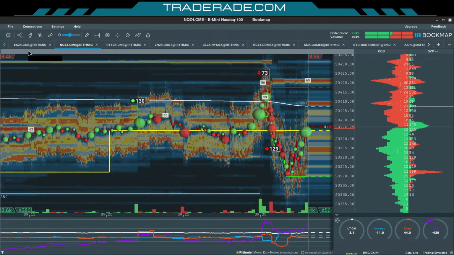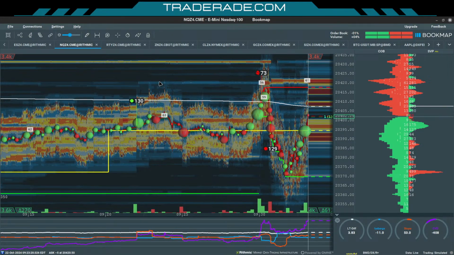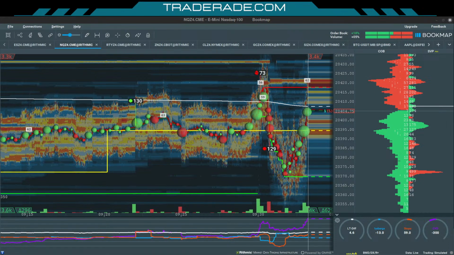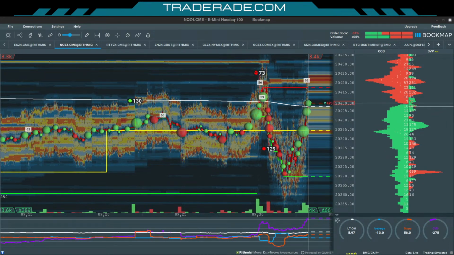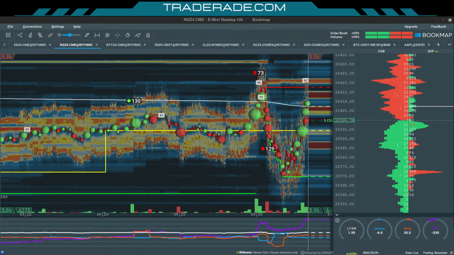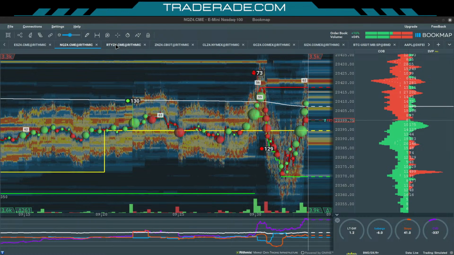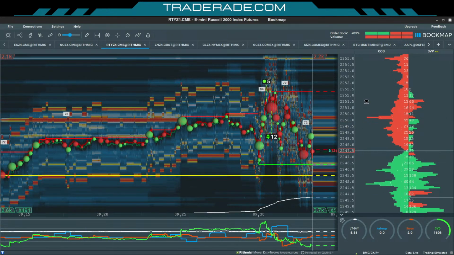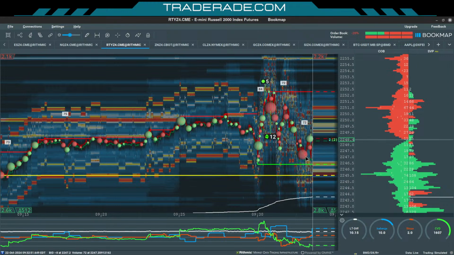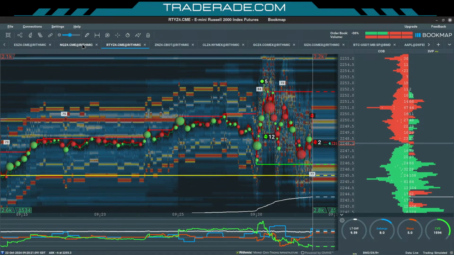We do see a bit of a bid back on the NASDAQ off its lows, now pushing above the point of control here and testing VWAP from below. Let's take a look at the Russell here. Russell is also having a bit of a struggle, has that pop and drop, but it's having a little more trouble getting off the mat versus what we're seeing in the NASDAQ here.